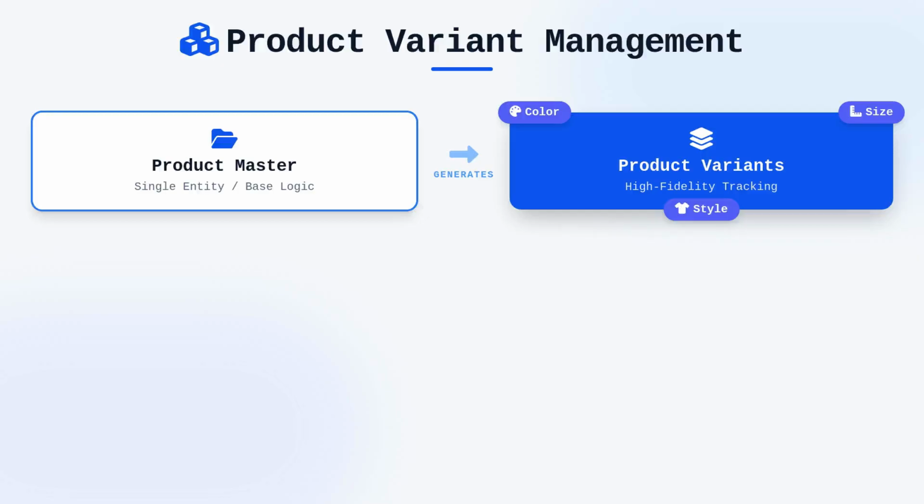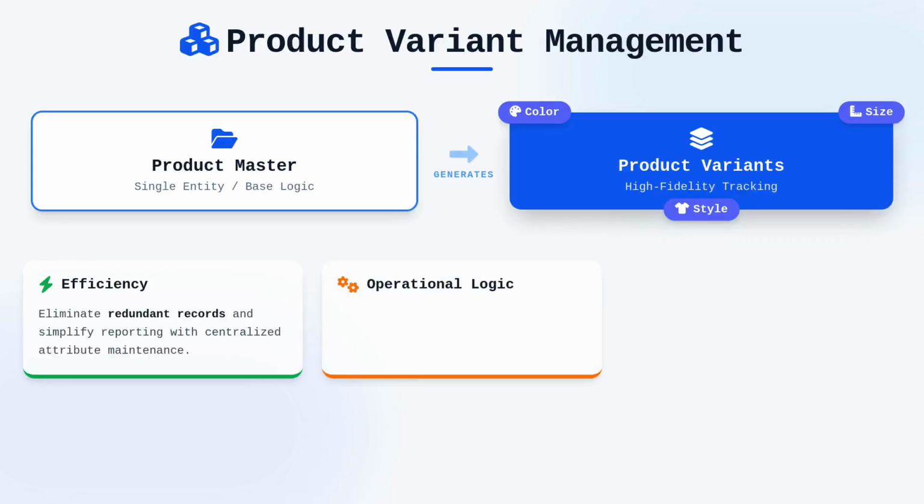Think of this as defining the business logic for how a single physical product might present itself differently to the market. For instance, an apparel company might sell one shirt model that varies only by color and size. Rather than creating a unique item number for every permutation, the product master handles the logic. This design choice simplifies reporting and allows for centralized maintenance of base product attributes.